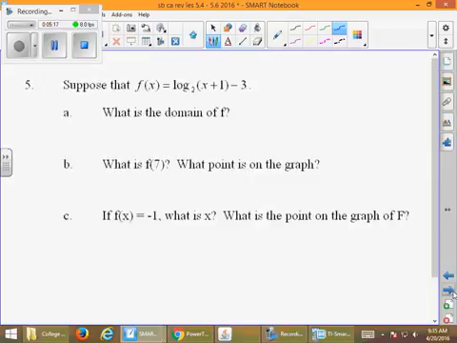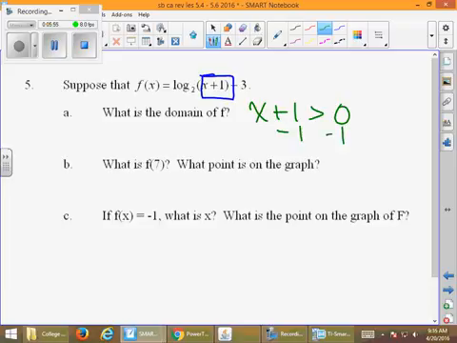Problem number 5. Suppose that f of x equals log base 2 of (x + 1) minus 3. And here comes domain again. It says, what is the domain of the function? Well, when we're looking at domain, the part that we need to look at is this part right here. And it's going to be x + 1 is greater than 0. We don't have to worry about the minus 3. Why is that? It's only this part of the logarithm that has to be positive. That doesn't have any impact on that part.